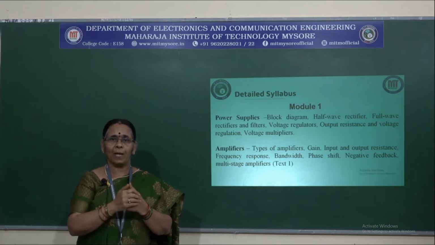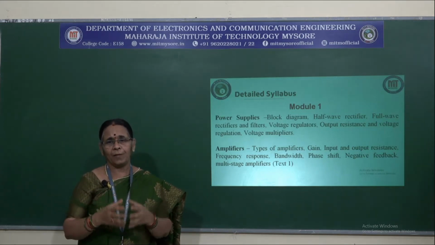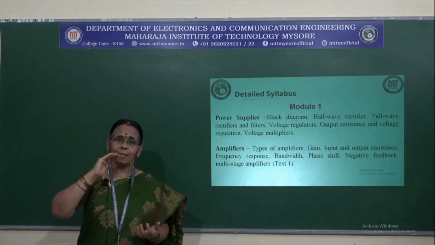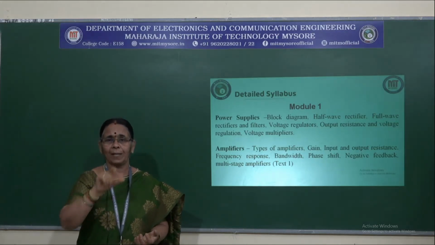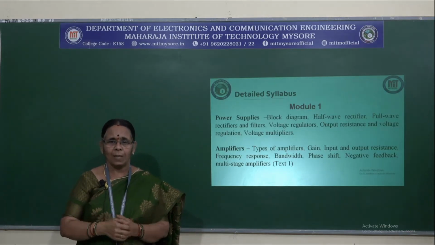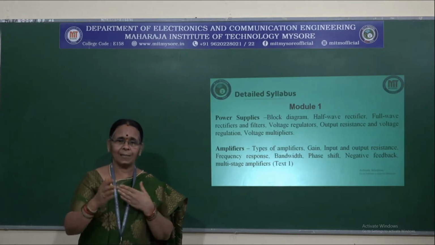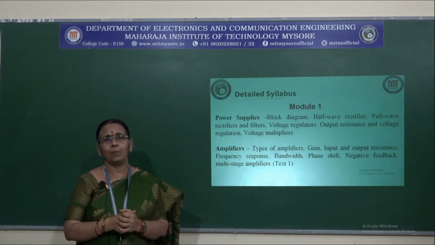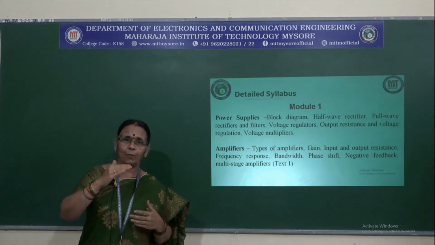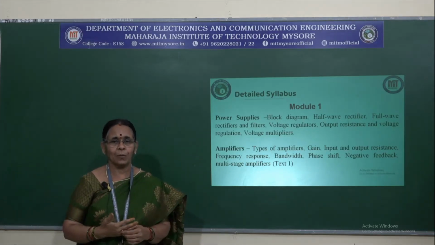not change with respect to the time axis, we need to use the filters. After using the filters, the voltage needs to be stabilized, regulated, and it should be at one particular voltage. For that, voltage regulators are going to be used. Then we are also going to study what the output resistance and voltage regulation are. Then finally, voltage multipliers. In order to increase the output of the power supplies from 5 volts to 10 volts or 10 volts to 15 volts, etc., voltage multipliers are going to be used.